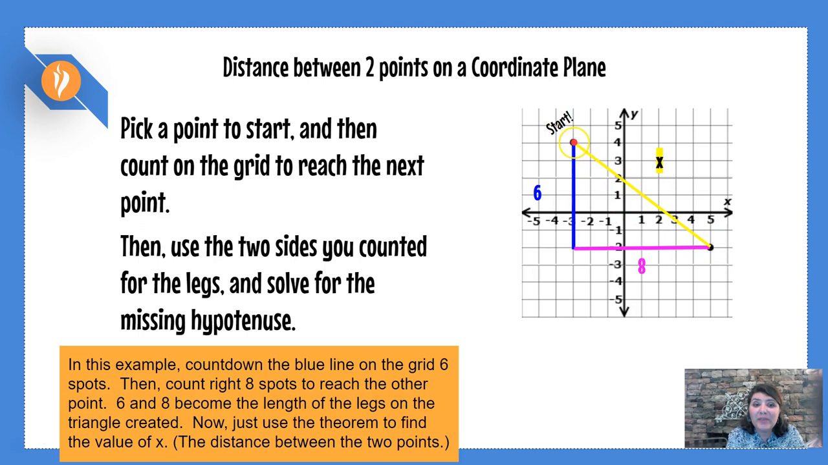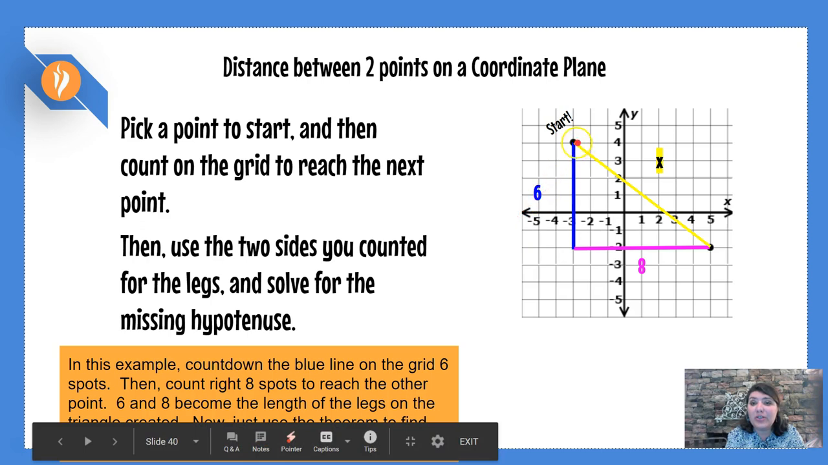But if I started here, I counted down the blue line, 1, 2, 3, 4, 5, 6, on the grid 6 spots. And then I counted across to the right 8 spots. 1, 2, 3, 4, 5, 6, 7, 8. So I count my jumps, right? So I've gotten from my black point down here to my other black point. I could have counted here and counted 8 this way and 6 up. Doesn't matter. They're both going to be our legs. Okay, so that 6 and that 8 have created the legs on our triangle.